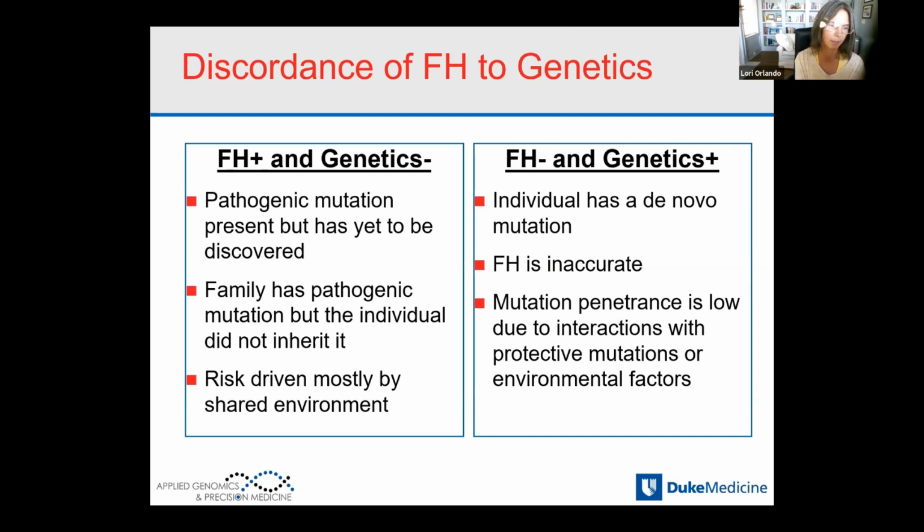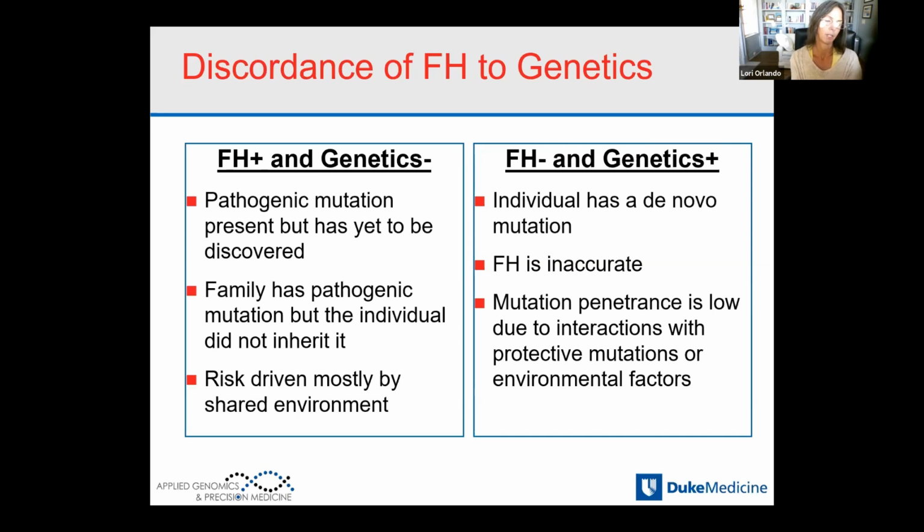Also, it could be that the family has a pathogenic mutation in it, but the individual didn't inherit that, in which case they're protected from that family's increased disease risk, at least on the hereditary level. Or the risk could be driven by their shared environment and not by the genetics, or at least mostly by the environment and not by the genetics.